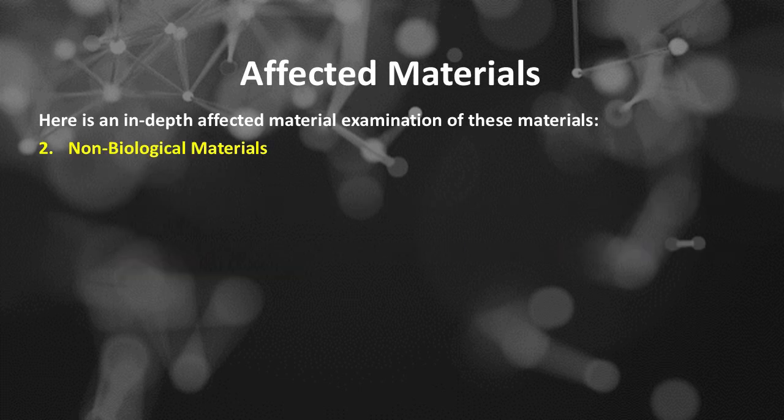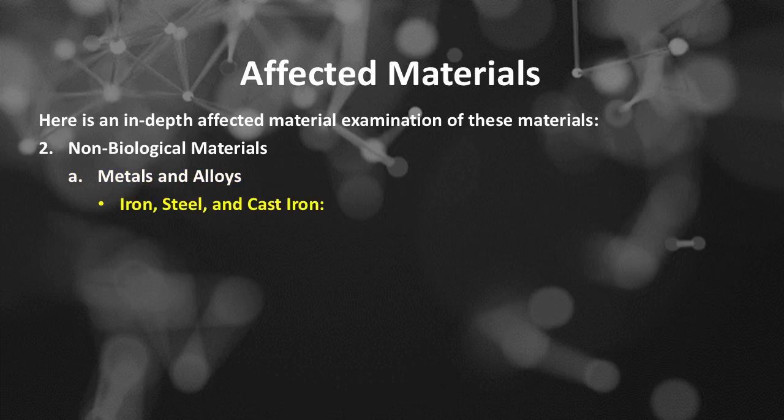Number 2 of oxidation damage mechanisms affected material is non-biological materials. Number A of non-biological materials is metals and alloys. Iron, steel, and cast iron.